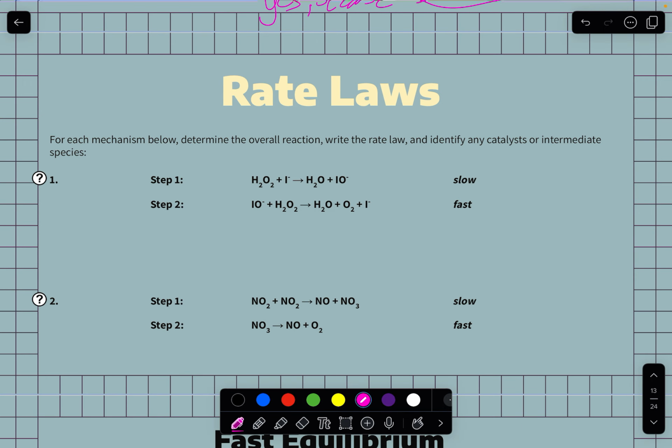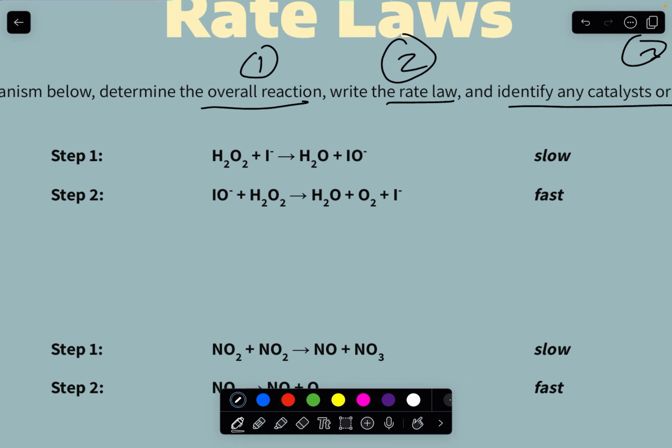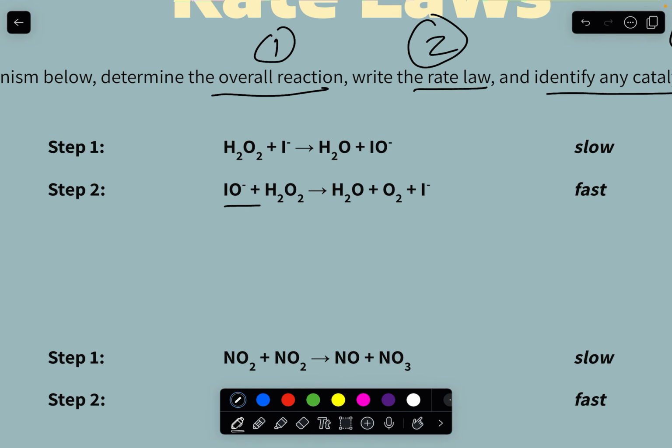Okay, let's do these two as well. So for these below, we're going to determine the overall reaction, determine the rate law, and then identify catalysts or intermediates. Okay, so let's start with number one. For number one here, we have these two steps. So start with stoichiometry to determine the overall reaction.